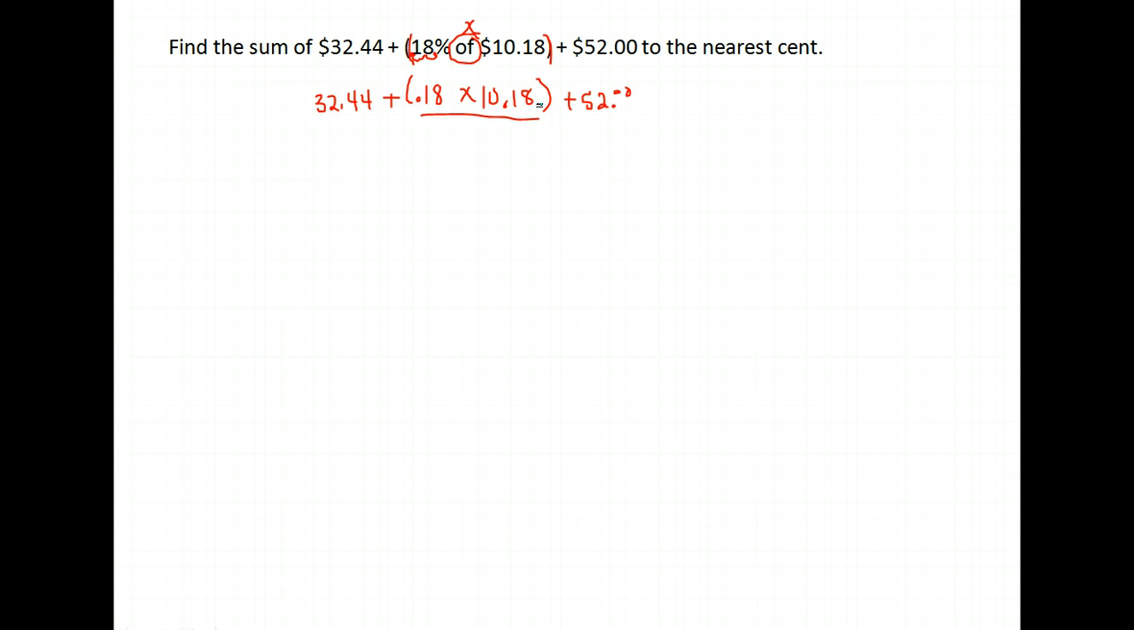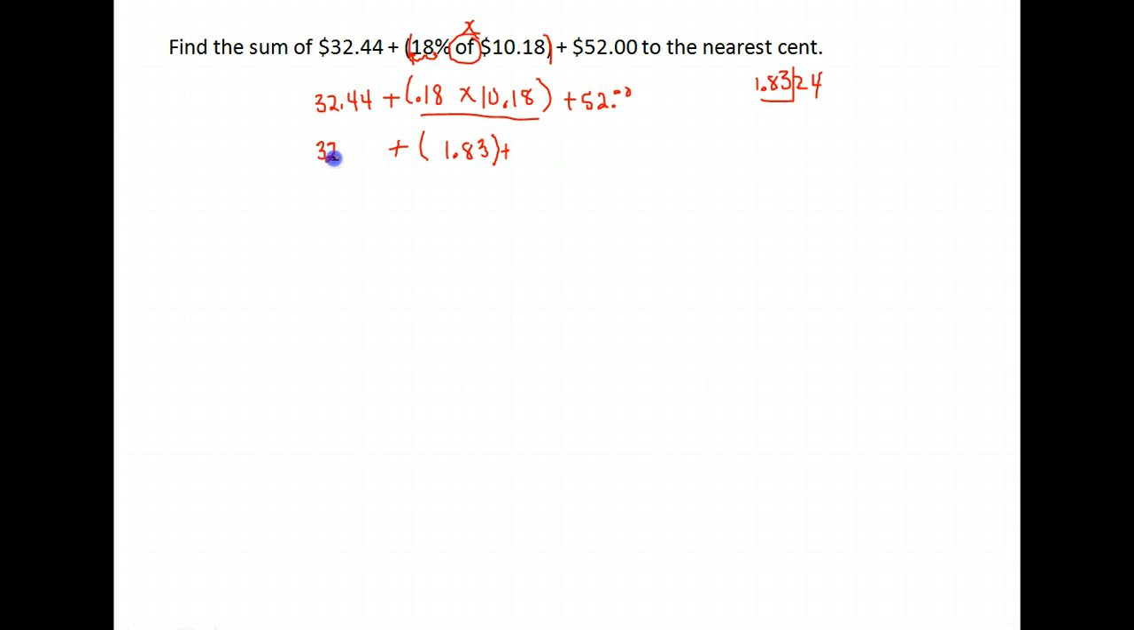Next, we'll calculate this because, again, order of operations says do parentheses first. So we have 0.18 times $10.18, which gives me $1.83. If we don't round, you actually get 1.8324. But remember, this is a dollar amount, so we want to round to the nearest penny. That's 2 places after the decimal.